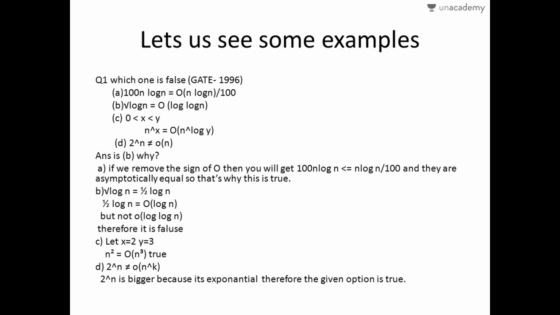If we look at the examples now, it is asking which one of the following is false. If you look at the first option, it is saying that 100 n log n is big O of n log n divided by 100. Now if we remove the sign of big O, then what will we get? Then we will get 100 n log n is less than or equal to n log n divided by 100.